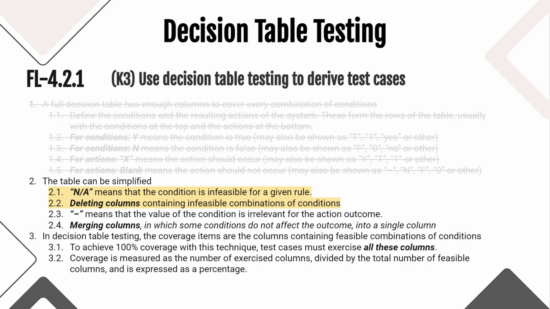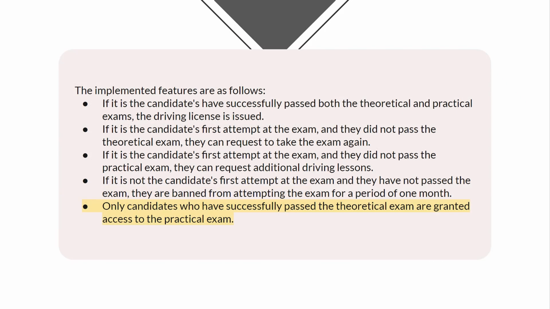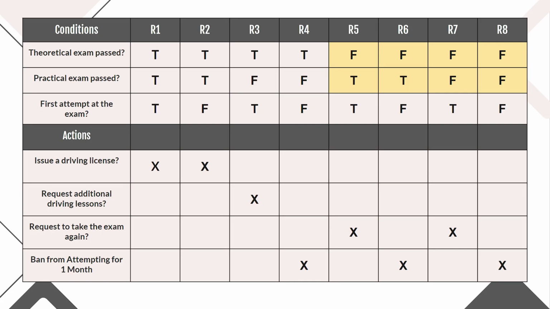Now we have to simplify the complete decision table. We start with deleting columns containing infeasible combinations of conditions. This time, we have such conditions. We have this contradictory requirement. Only candidates who have successfully passed the theoretical exam are granted access to the practical exam. In fact, it can be both an action and a constraint. But for our example, we decided to use it as a constraint.